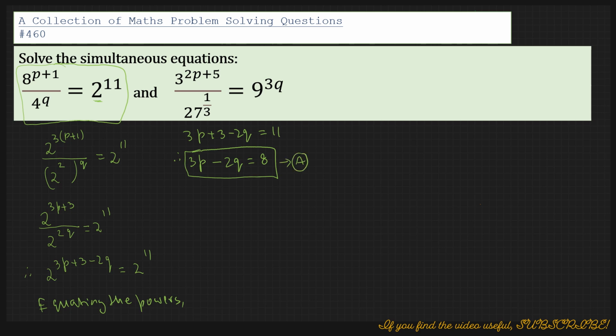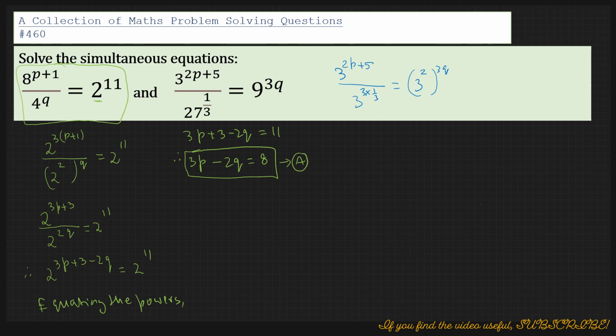So the next one, we try and make it all in powers of 3. That seems to be the most likely and easier, or the correct, thing to do. So 3 to the power 2p plus 5, divided by 3 cubed times 1 over 3, equals 3 cubed or 3 squared, and then times power 3 cubed.